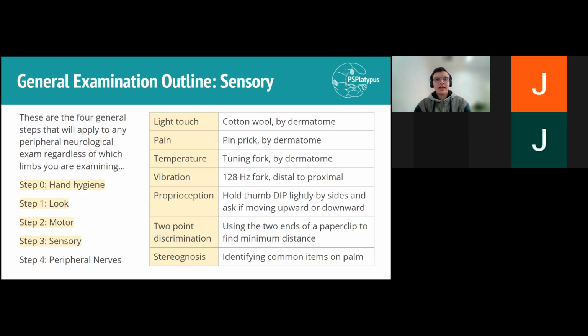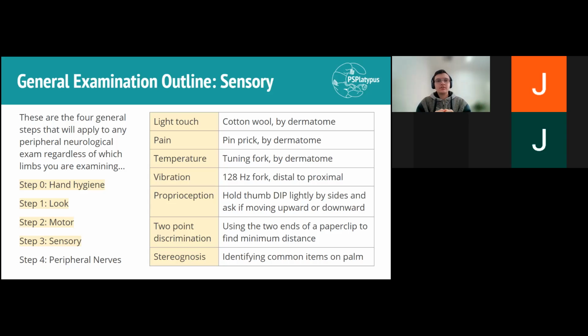Two-point discrimination, again, you would have covered in semester 1. You want to take the sharp ends of a paperclip, and start small on different parts of the body, again, starting distally and then going proximally if you can. Get it really small, and then keep increasing the distance, or the other way around, to be able to figure out what the minimum distance is at which point they can tell, okay, this is actually two sensations, not just one together.